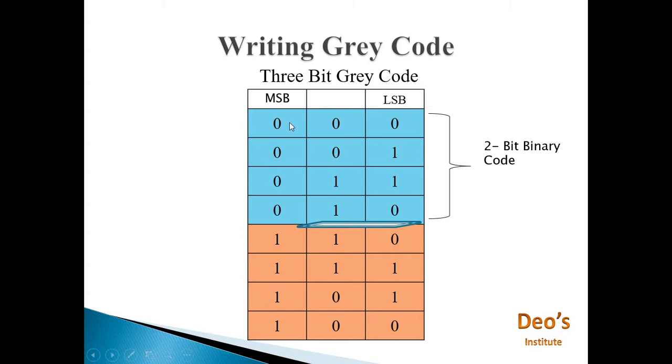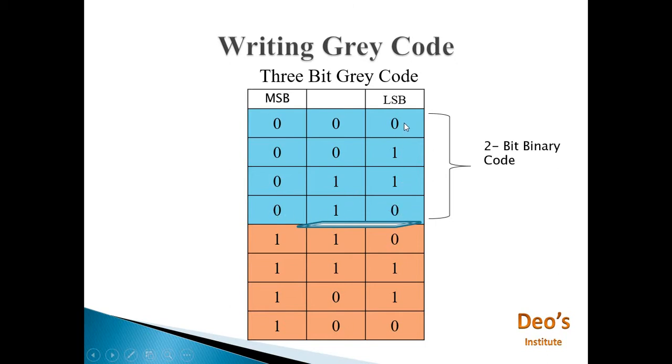So in short, this is gray code for 0, this is gray code for 1, this is gray code for 2, this is gray code for 3. See, this is not a weighted code. Binary code is a weighted code where each bit is assigned a weight and you can sum up those weights to convert it into decimal. So though it is 011, it is 3 in binary, but it is 2 in gray code. 010 is 2 in binary, but in gray code it is 3.